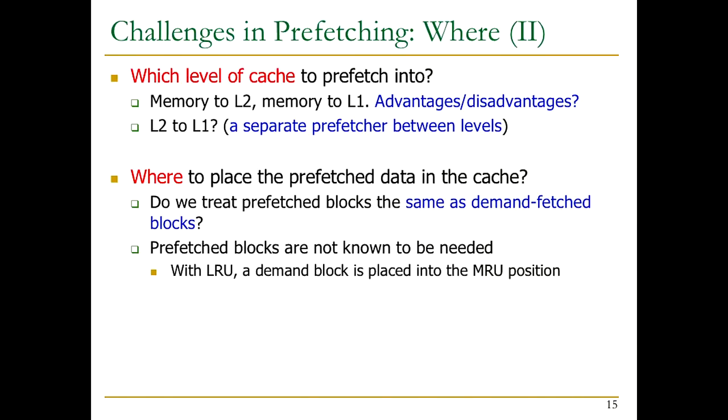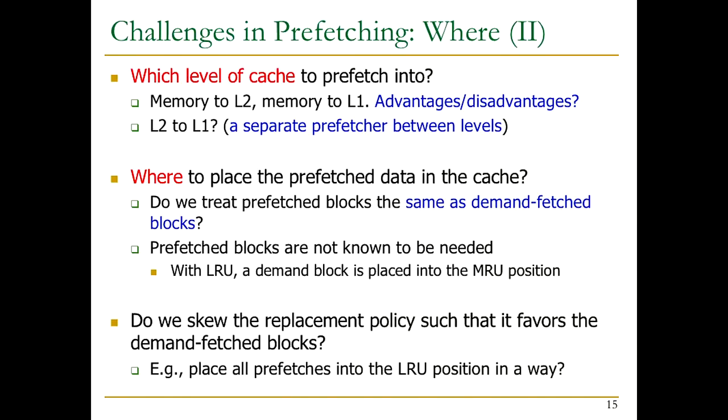With LRU, a demand block is placed into the MRU position, most recently used position. Then the key question is, do we skew the replacement policy and insertion policy such that it favors the demand fetch blocks. For example, what I just discussed, place all the prefetches into the LRU position. It turns out that's not the best either, because if you really have a good, accurate, and very timely or early prefetcher, now if you place the prefetch into the LRU position, that prefetch can get evicted really quickly, right, if there is a conflict from a demand. So you really need to take into account the accuracy of the prefetcher and a bunch of other metrics, and we'll talk about prefetcher throttling.